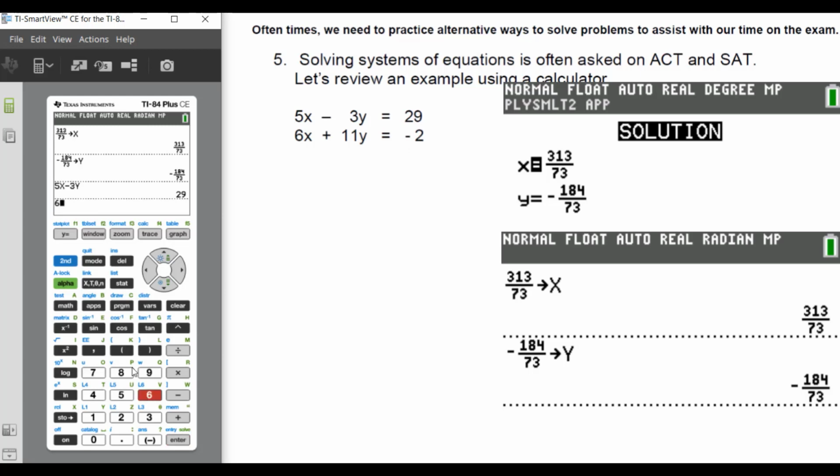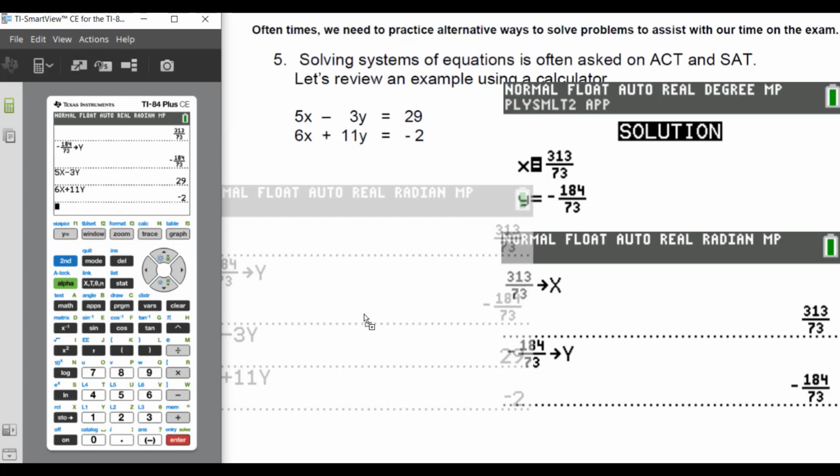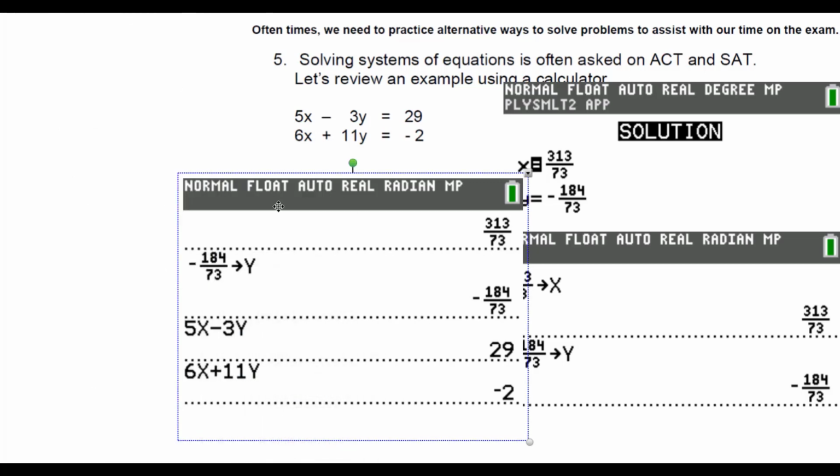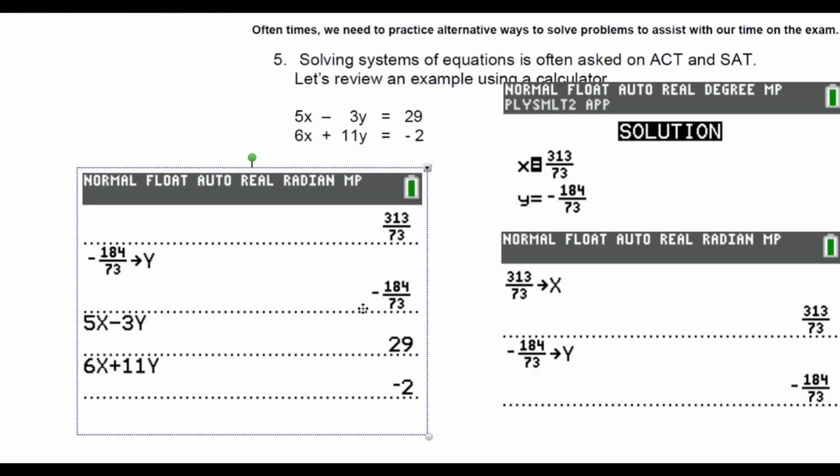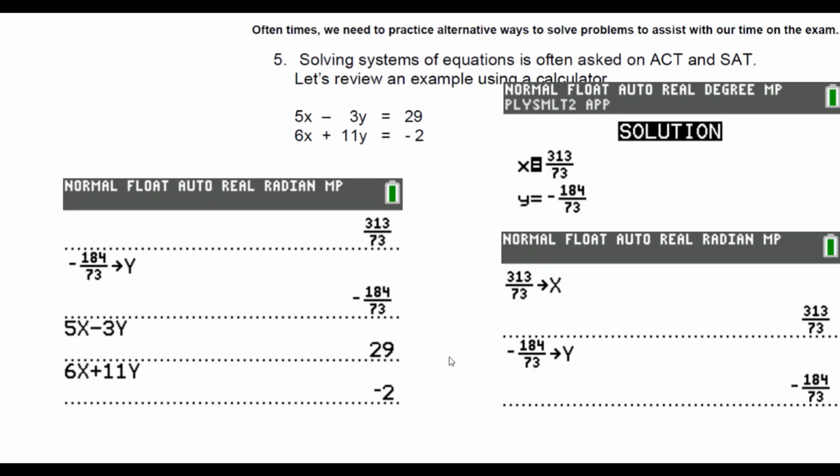So let's type in the left-hand side of the second equation, 6x plus 11 alpha y. Again, if I'm going too quickly, pause. It's going to substitute these same values in for x and y, and if it checks, it better come up with -2, and it does. So now we know that not only these nasty numbers are solutions, that they actually do check. Press pause as needed.